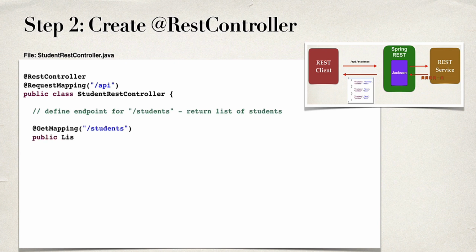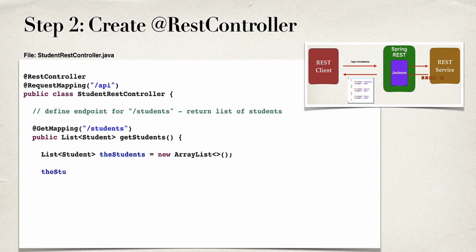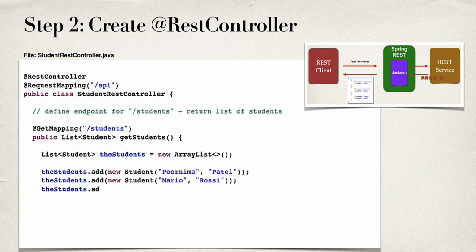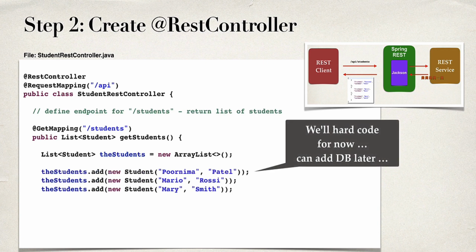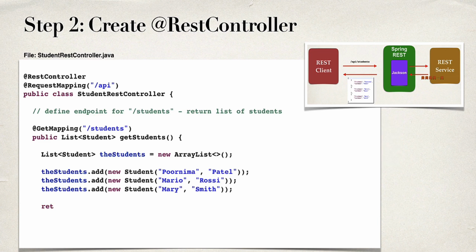Here I'll set up the @GetMapping for /students, and then I define the method public List<Student> getStudents. Inside of this method, I'll create a list of students and return it to the calling program. Here I simply create a new ArrayList. It's empty right now. Then I add three students: Purnima, Mario, and Mary. At this point, I'll just hard code the data, but we could always integrate a database later. Right now, let's keep it simple just so we get something working, and then we can get into all the database stuff later. Then I simply say, return the students.